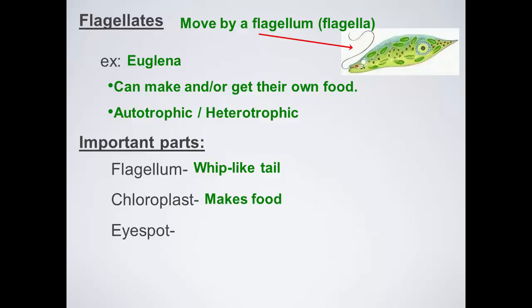And then the other thing that the euglena has is this thing called an eye spot. Now, it doesn't have an eye that it can actually see anything with, because they don't have a brain or anything. None of these protists do. They're single cells. But it has this eye spot, which is an area that's sensitive to light so that it can swim in a certain direction towards the light, so that it can do photosynthesis.